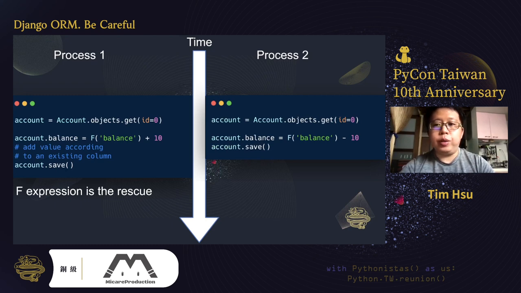Sometimes you don't want to use transactions. You just don't need rollback and dislike the overhead of transactions. You can use the F expression. It can refer to a model field without loading it into memory. SQL ensures the operation is atomic.